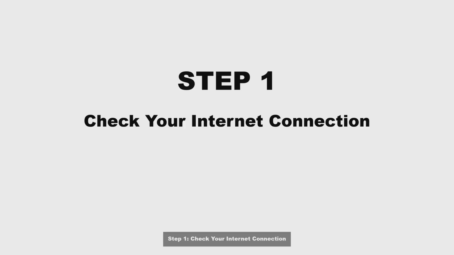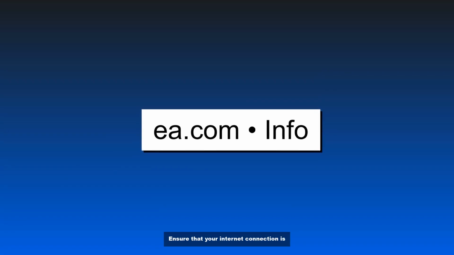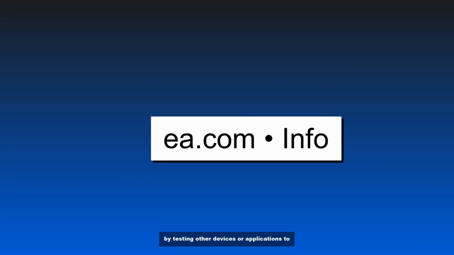If you're experiencing connection errors in The Sims 4, particularly error code 2026, follow these steps to troubleshoot and resolve the issue quickly. Step 1. Check your internet connection. Ensure that your internet connection is stable and working properly. You can do this by testing other devices or applications to see if they can connect to the internet.